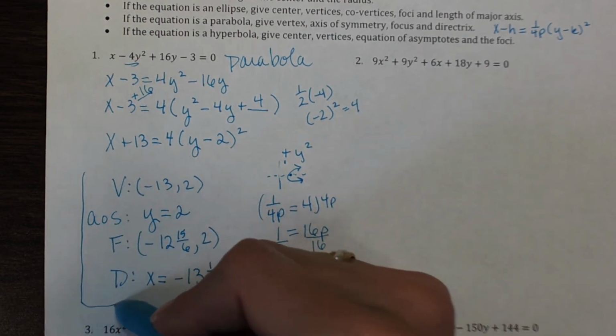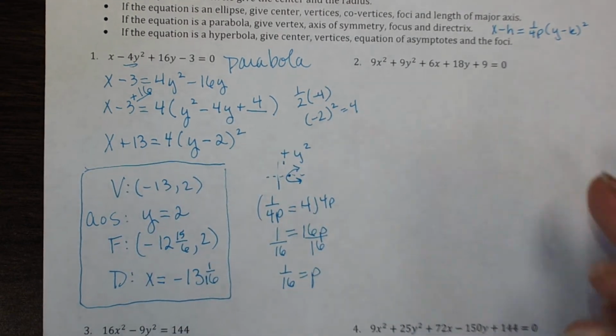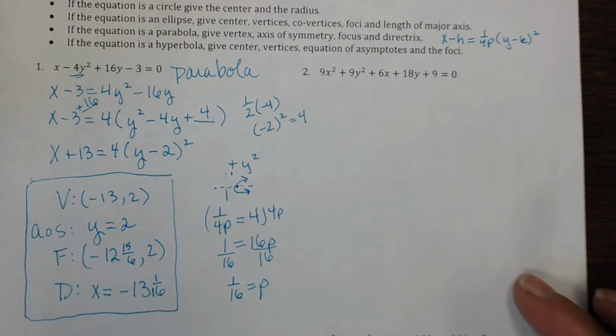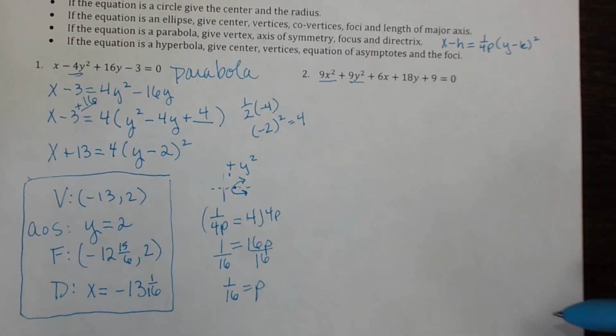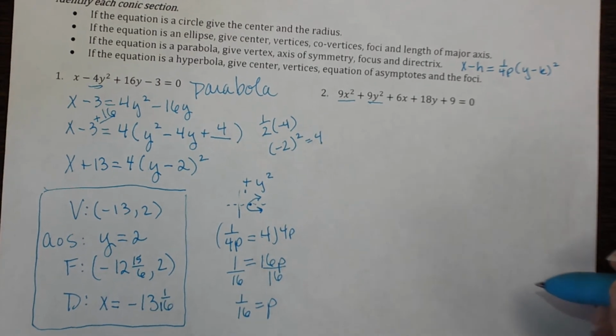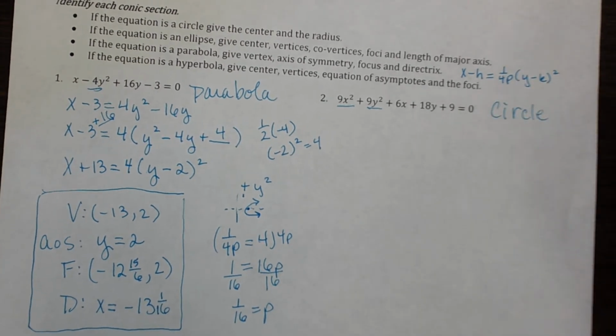So there's all of my information for this parabola. Okay, looking at our next one, we look at our squared terms. We have positive squared terms. They have the same coefficient. So this tells us it's a circle.